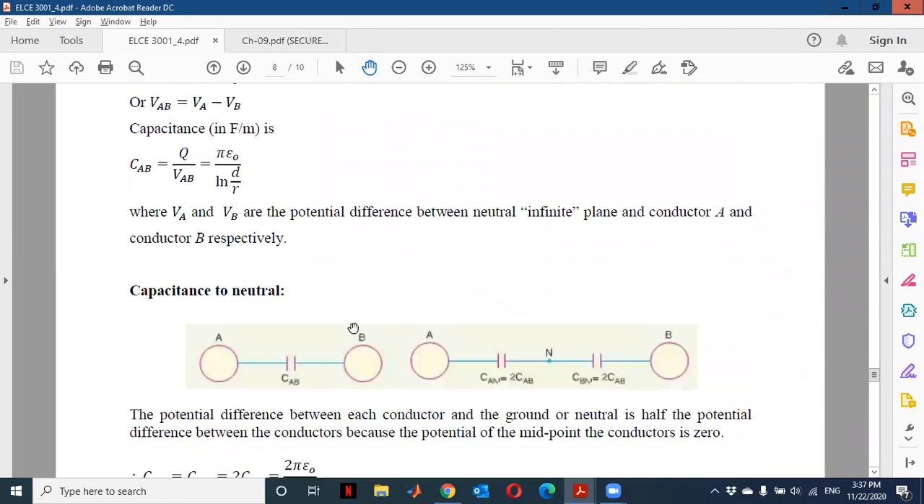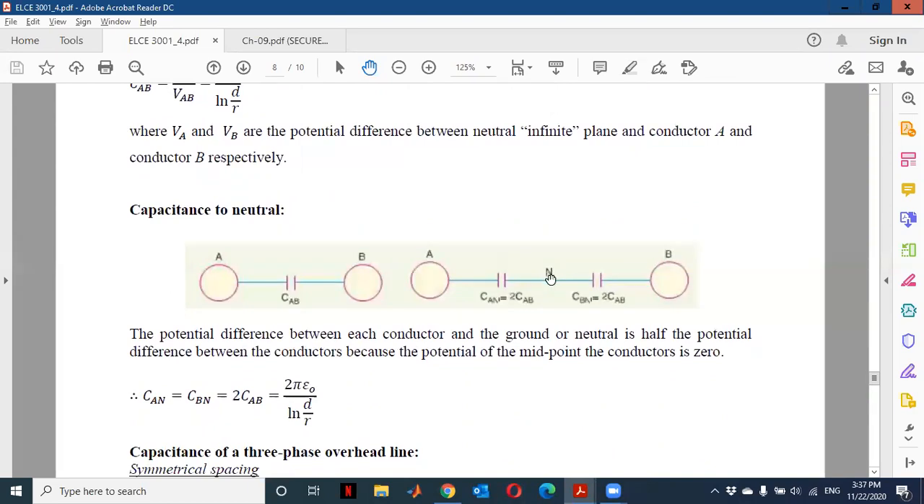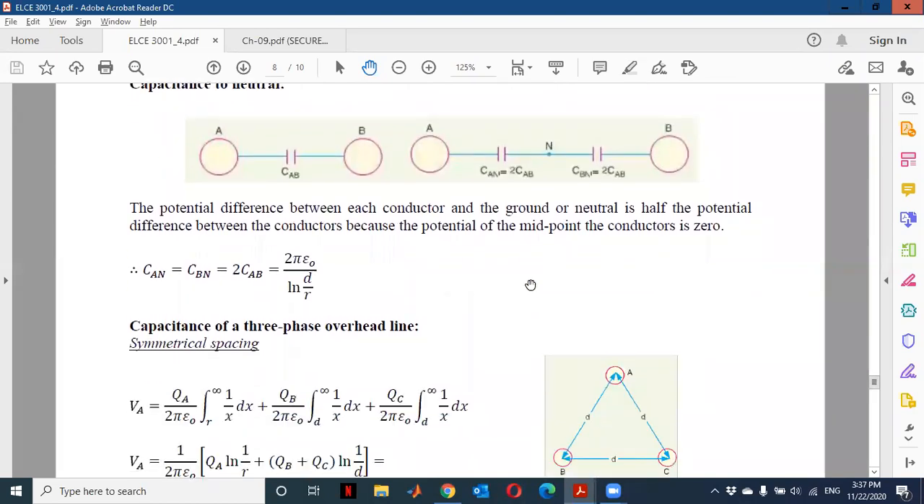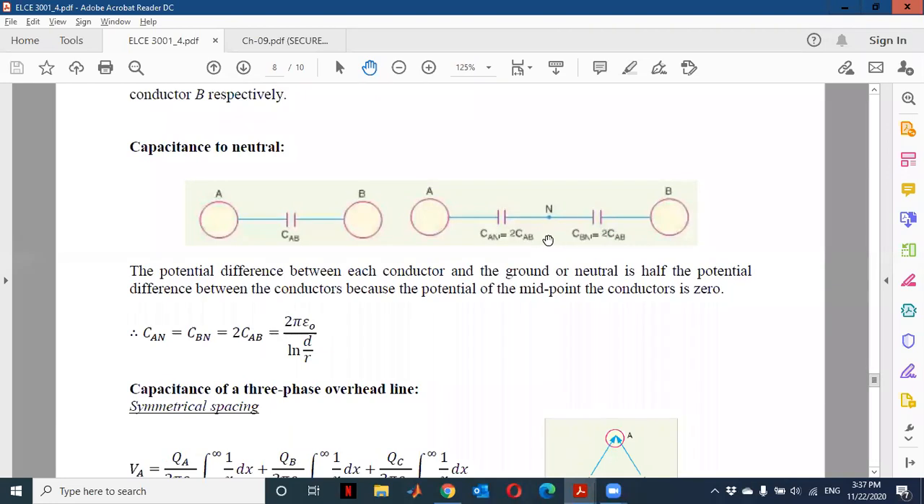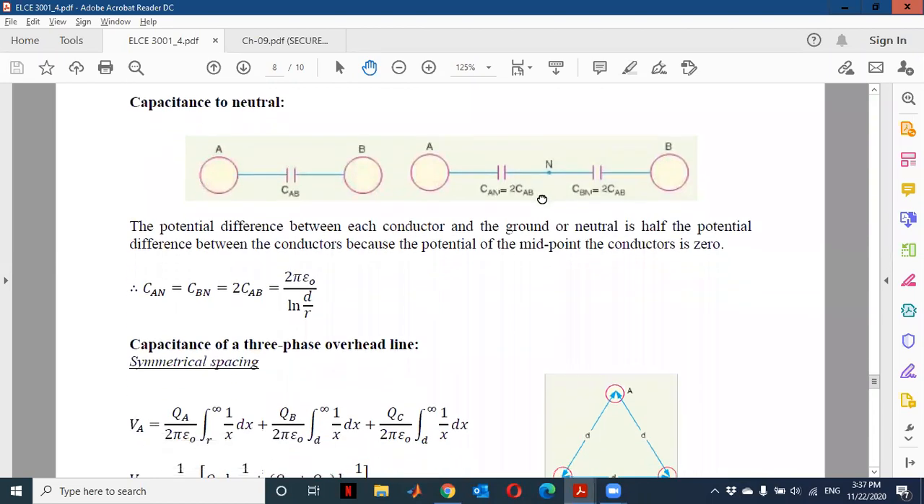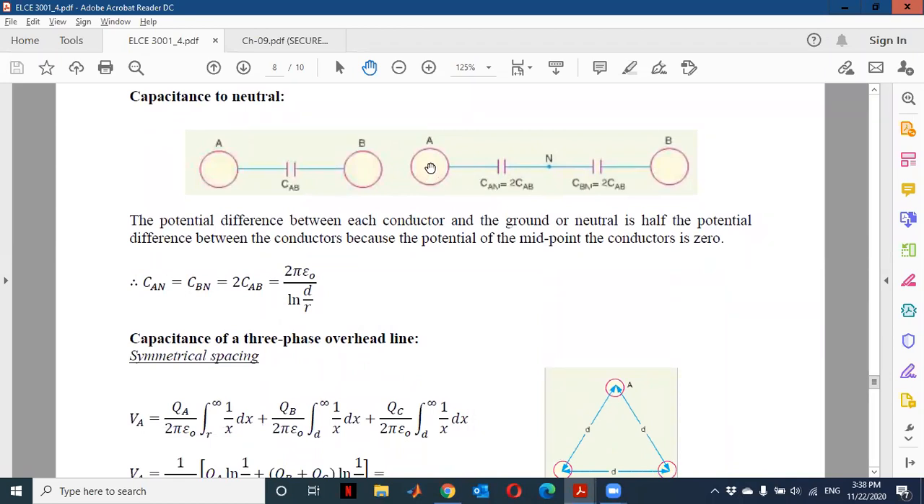What if we have a neutral? What if we have a neutral point? We have two conductors and a neutral point. We will have different capacitance. We will have capacitance from conductor A to N, which we call CAN, and capacitance from conductor B to N, which we call CBN. Now, CAN equals 2CAB, okay? And CBN also equals 2CAB.